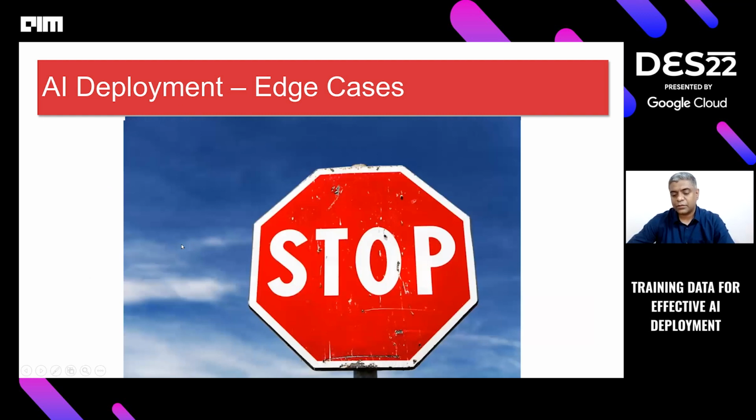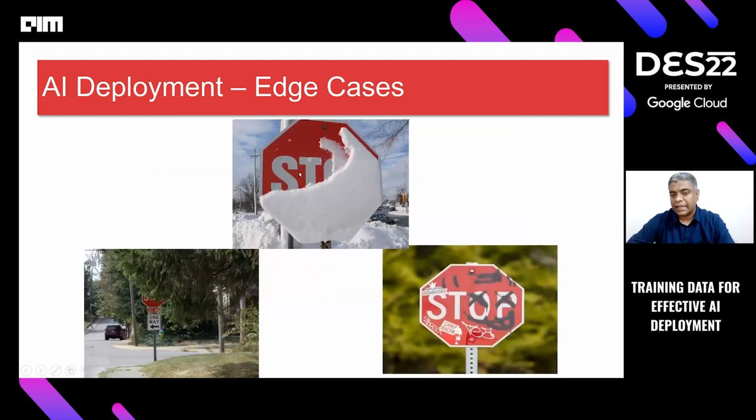Let's understand edge cases with the help of another example. This is taken from an AV use case where an autonomous vehicle is trained to recognize stop signs and take appropriate actions. The ML models are well trained and well tested, but as soon as they are deployed, the AI system is faced with stop signs that are either covered with snow or graffiti, or maybe blocked by trees and branches. In all of these cases, the ML model has to accurately determine that this is a stop sign and reliably take the appropriate action.